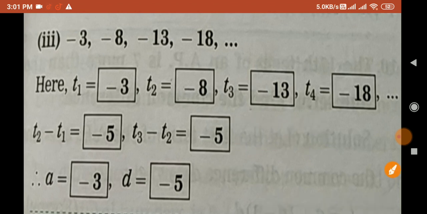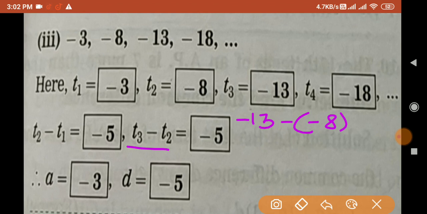Understand? Now see the next consecutive terms difference. That means T3 minus T2. Here minus 13 minus T2, which is minus 8. Now see here again minus minus becomes plus. That means we can write plus 8. Again minus plus, that means the answer bears the sign minus, and here the process of subtraction is done. Therefore we get the answer equal to minus 5.